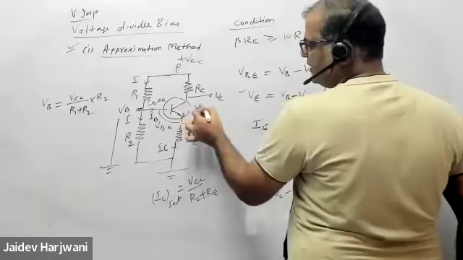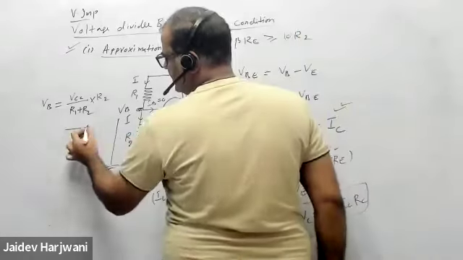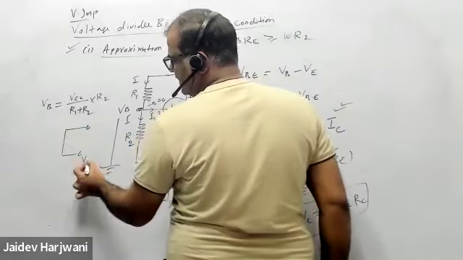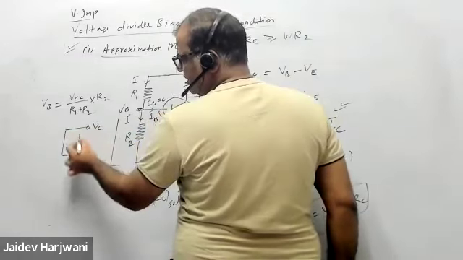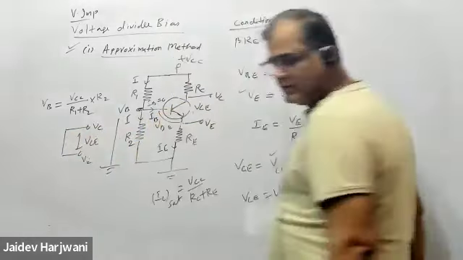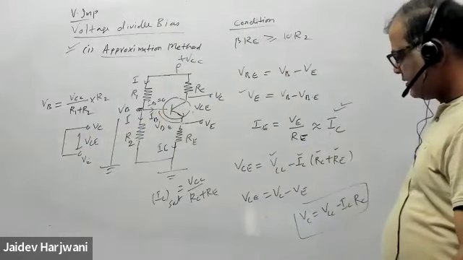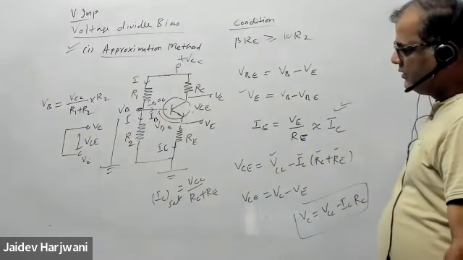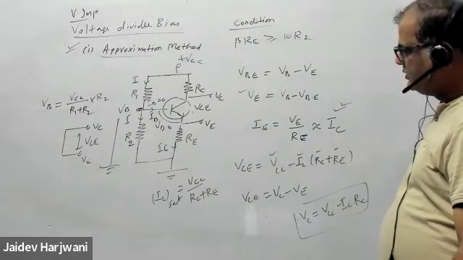What is VC? सर वो तो ठीक है. हाँ, ये VC, ये हाँ. टर्मिनल VE, इन दोनों का डिफरेंस तो VCE होता है. हाँ वो ठीक है, लेकिन VE जो हमने लिखा है, मतलब वो इक्वल टू IC इंटू RC प्लस RE.